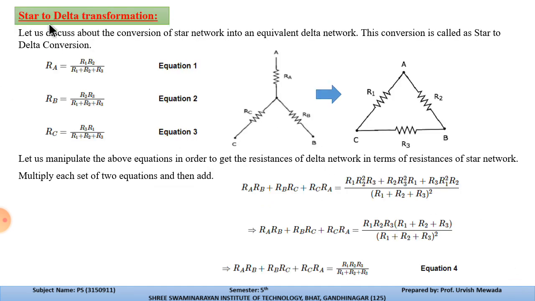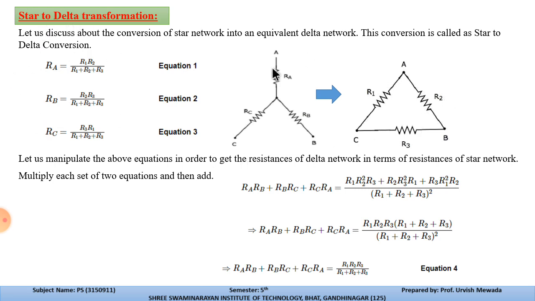Now from star to delta. Here you can see that the A, B and C branches have resistances RA for A, RB for B and RC for C. Now the equations for these branches we already derived. So these three are the equations of RA, RB and RC from delta to star. Now this equation will be used for the star to delta transformation.